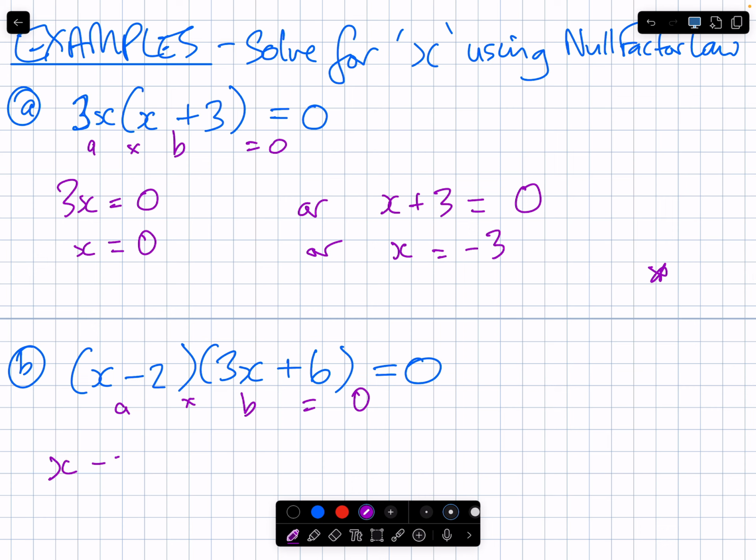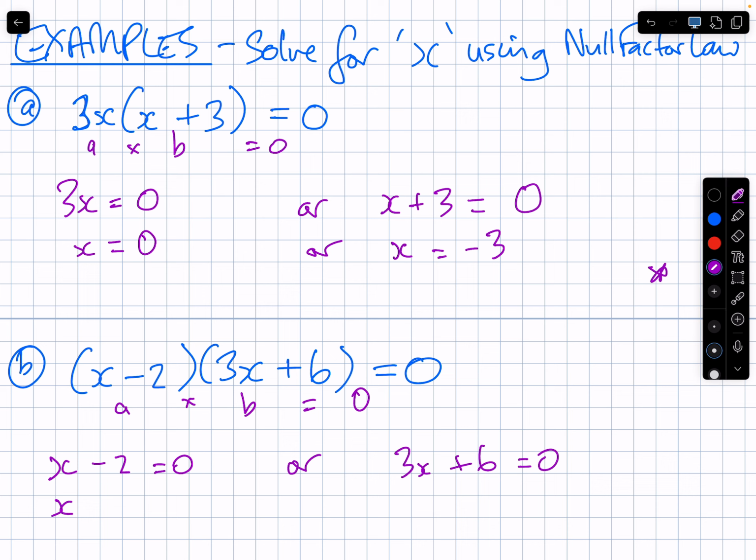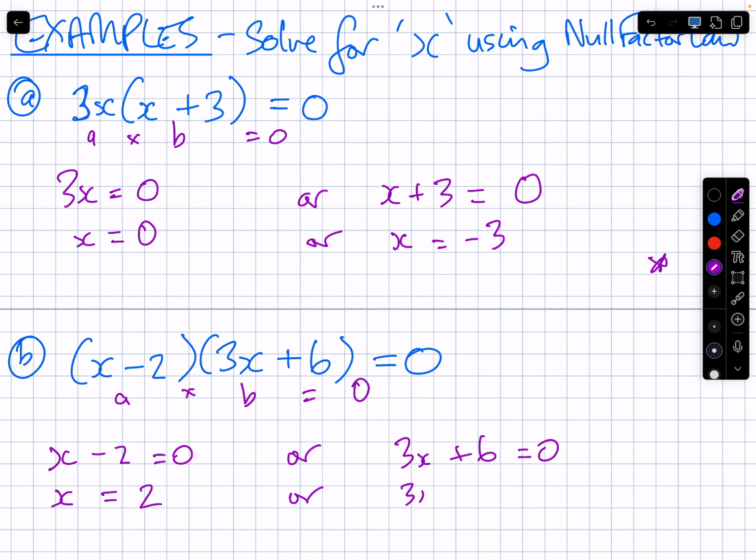So A here, x take 2 equals 0, or 3x plus 6 equals 0. What's the left one going to look like when I remove the take 2? X equals 2. Or 3x plus 6. How do I get rid of the add 6? Take it, 3x is equal to minus 6, but there's still another step there. What's the 3 doing to x? What's the opposite of timesing by 3? Dividing by 3, so x is going to be negative 6 divided by 3, negative 2.